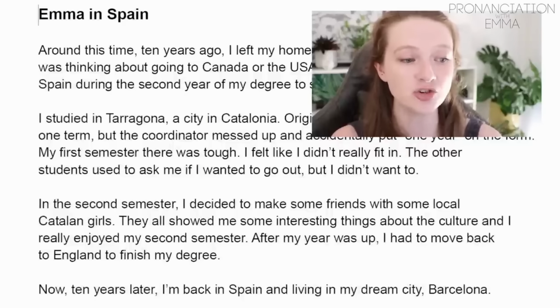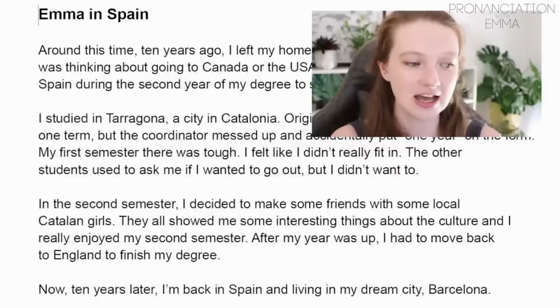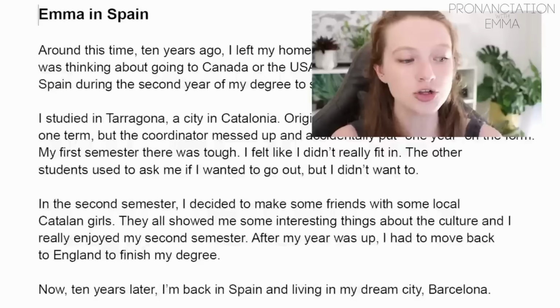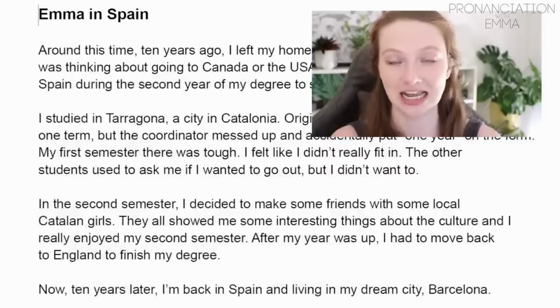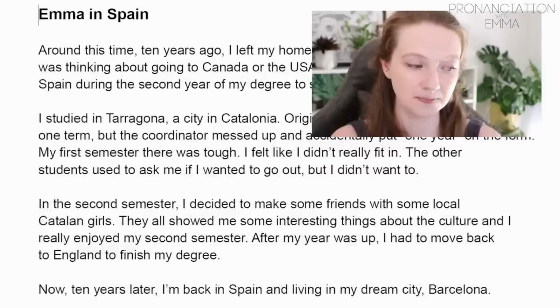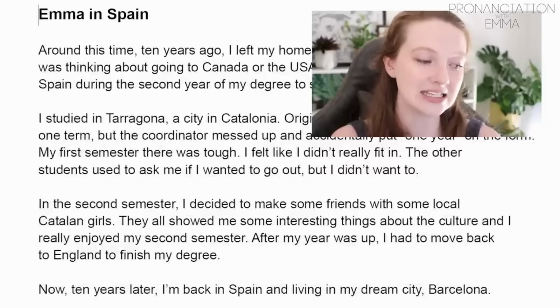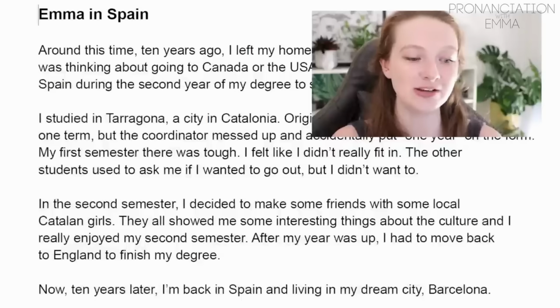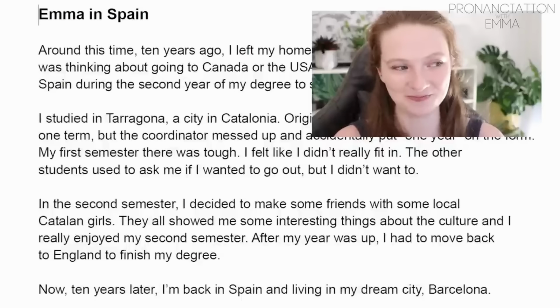I felt like I didn't really fit in. The other students used to ask me if I wanted to go out, but I didn't want to. In the second semester, I decided to make some friends with some local Catalan girls. They all showed me some very interesting things about the culture, and I really enjoyed my second semester. After my year was up, I had to move back to England to finish my degree. Now, 10 years later, I'm back in Spain and living in my dream city, Barcelona.